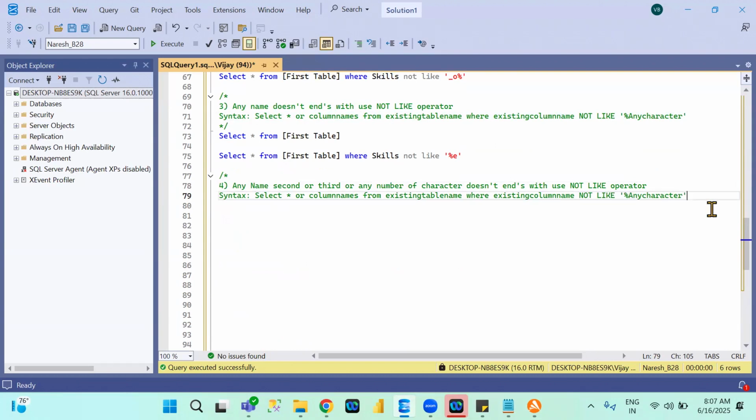Tell me how to write this one. You have to put underscore here. See, for the second character ends with or third character ends with, after the character you have to put that many underscores. If it is third, two underscores. If it is second character, before that one underscore, like that. Okay.